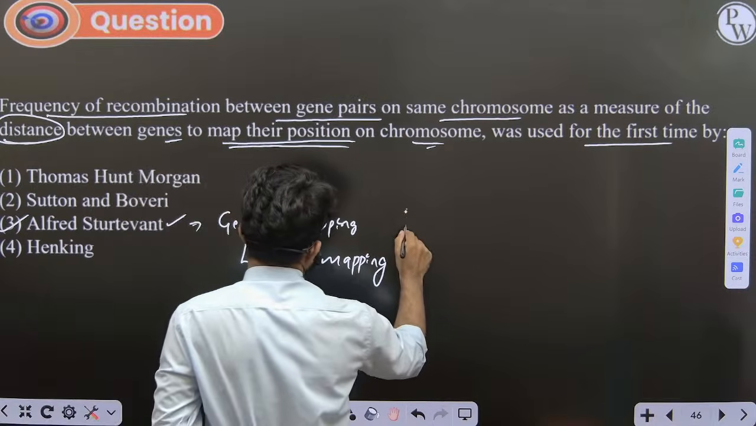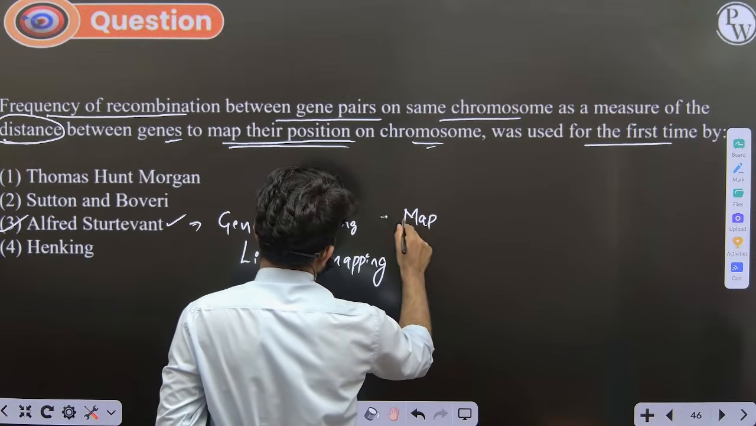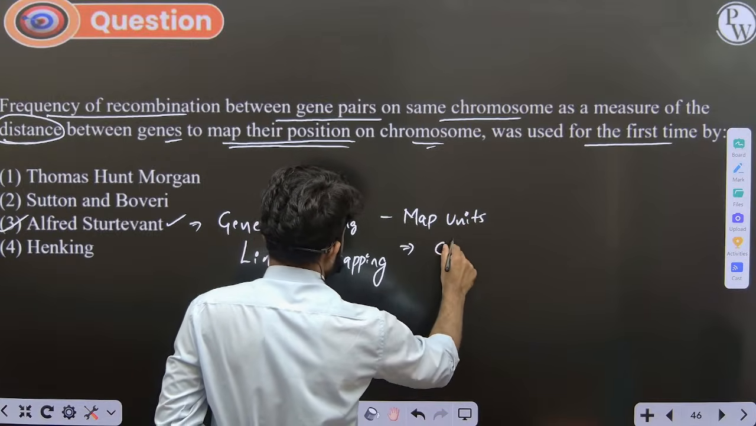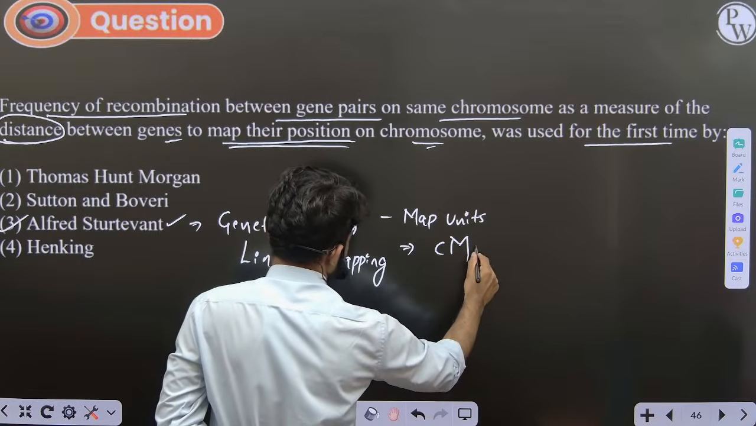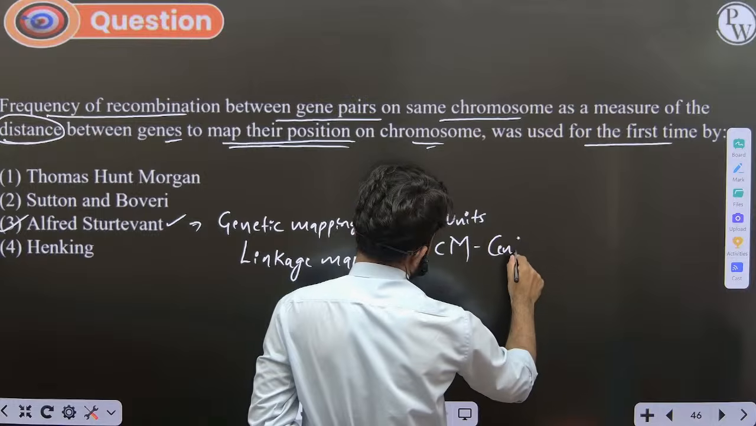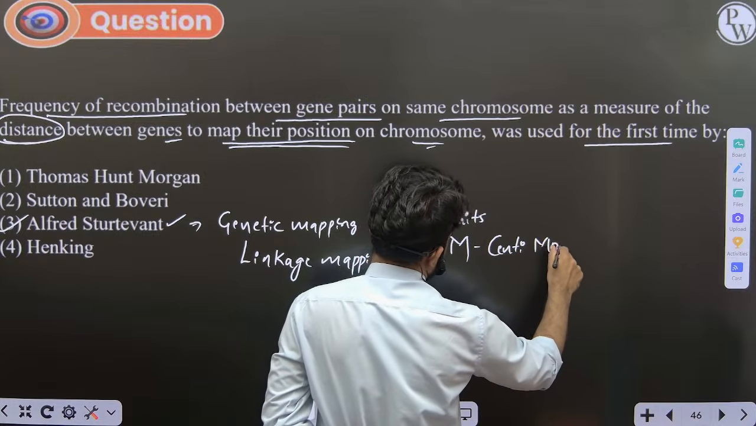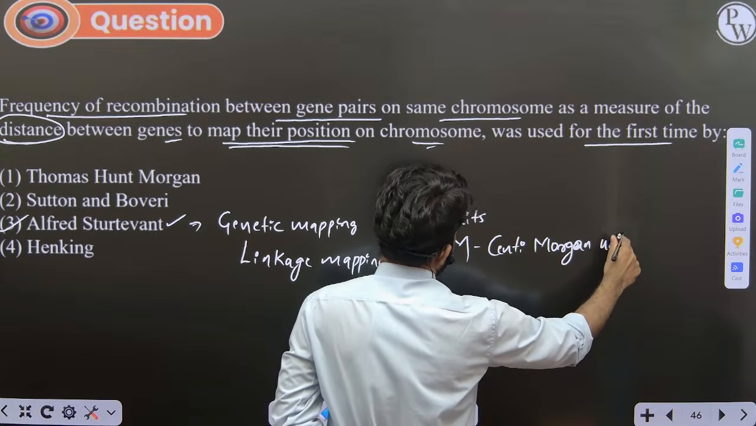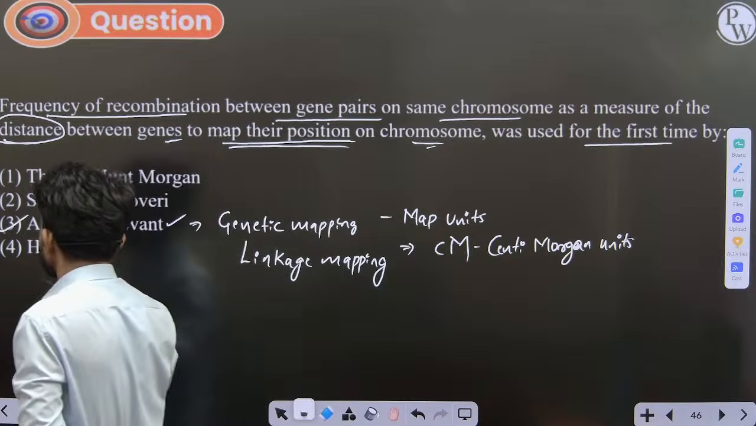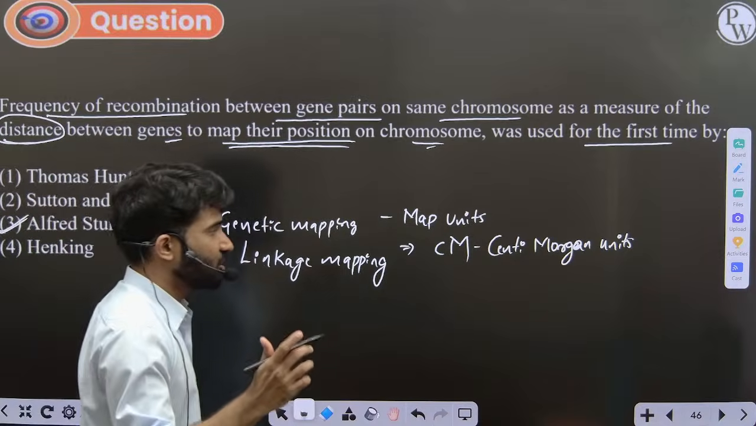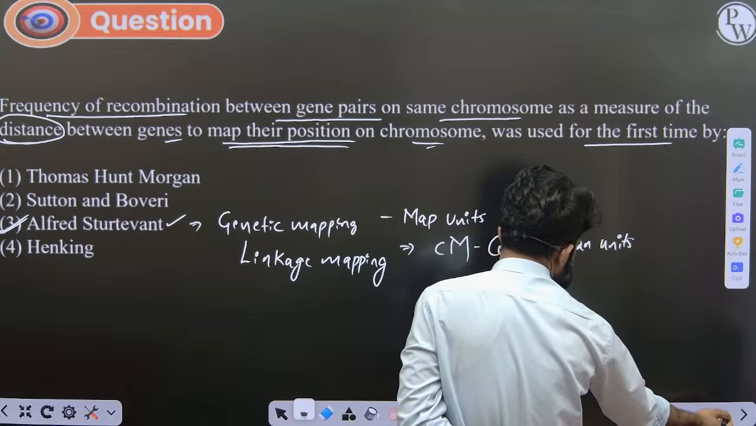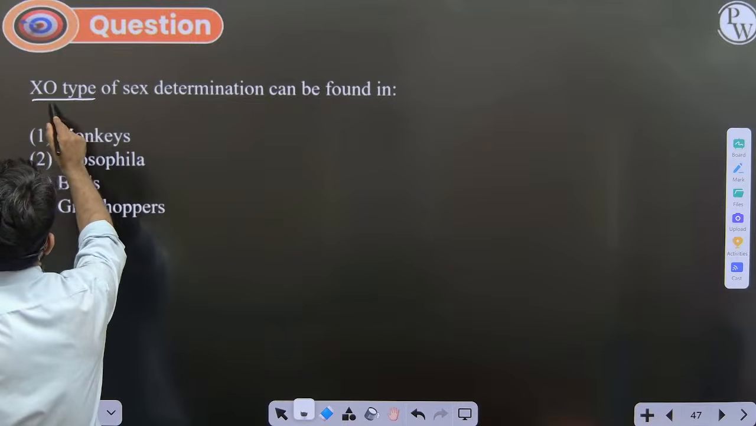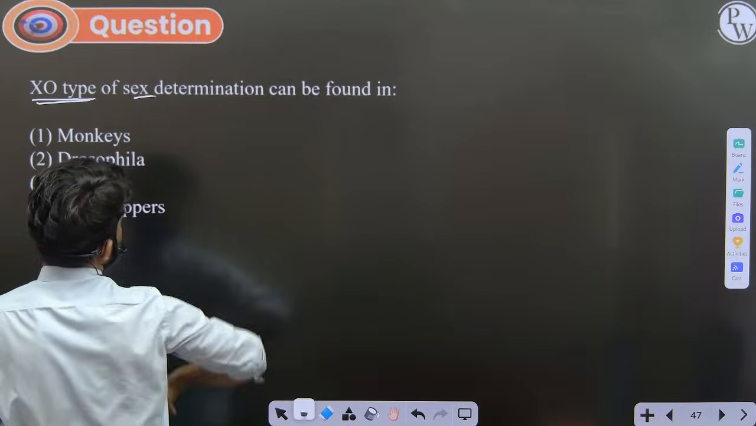Give the units, that unit is called as map unit, also called as centimorgan. So the correct answer is it is a measure of distance, first used by Alfred Sturtevant. Next one is the XO type of sex determination.